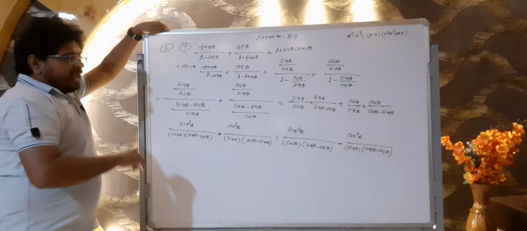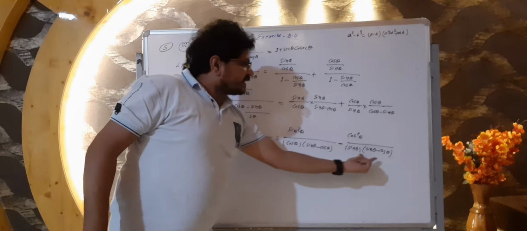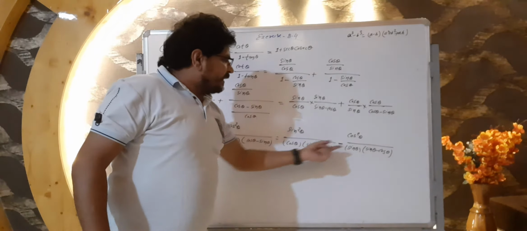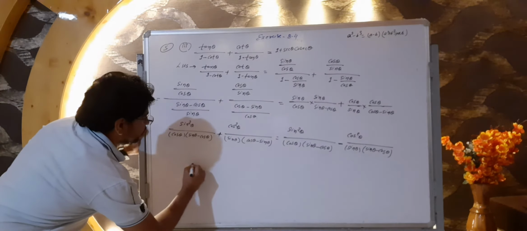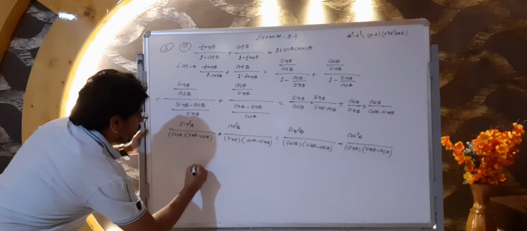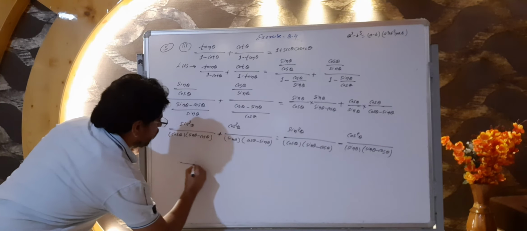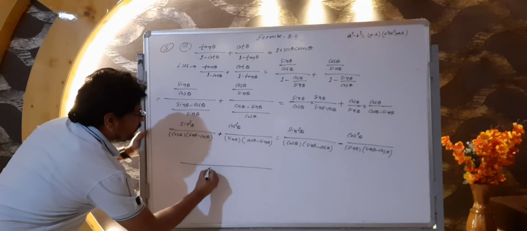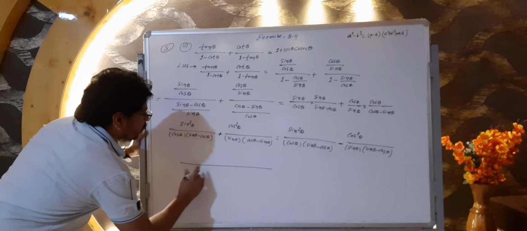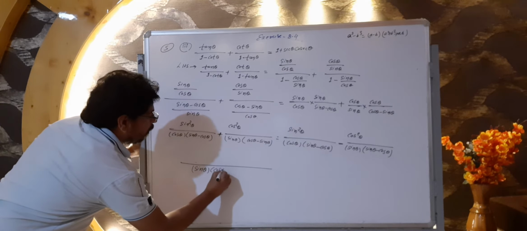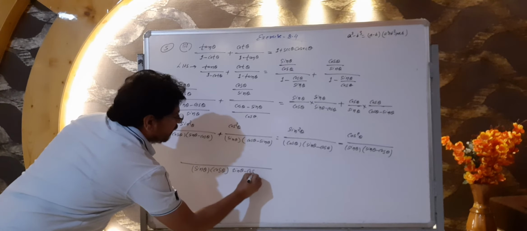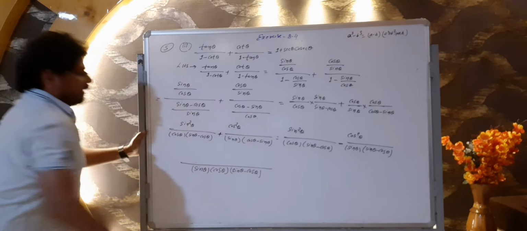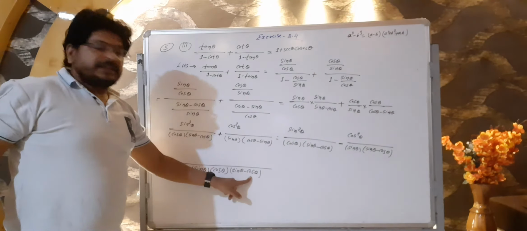Now we have to take the LCM. If you take the LCM and both these terms are the same, then this will come one time, and sin and cos will come with it. Then what would be our LCM? Our LCM would be sin theta, cos theta and sin theta minus cos theta.